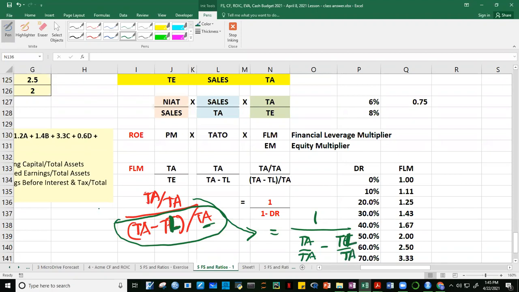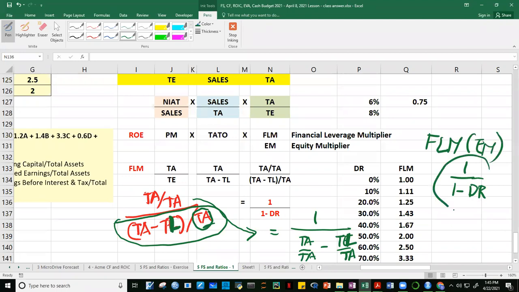Yan, okay? By the definition of division, yung total assets na to, dinistribute natin sa bawat element ng numerator natin. So this becomes what, guys? This becomes 1 over 1 minus debt ratio. Okay, so ito yung FLM natin. Financial leverage multiplier, aka equity multiplier.